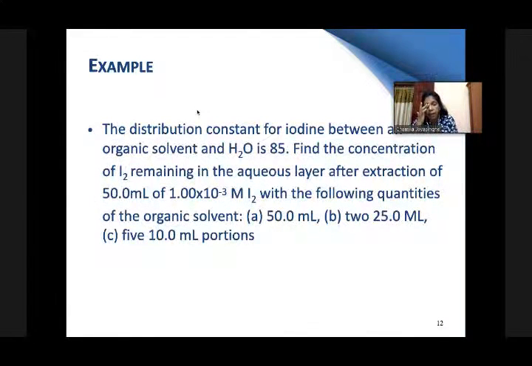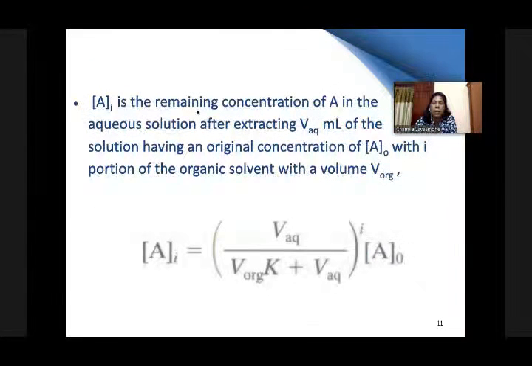50 milliliter at once. They put in only 50 at once and adjust the concentration, right? So let me know what would be the answer. If 50 milliliter, V org is 50. Now V aqueous is 50, V org again 50, K is 85, AO is 1 into 10 to the power minus 3, right? I equal 1 because only one time they have used. Let me know what is the answer.